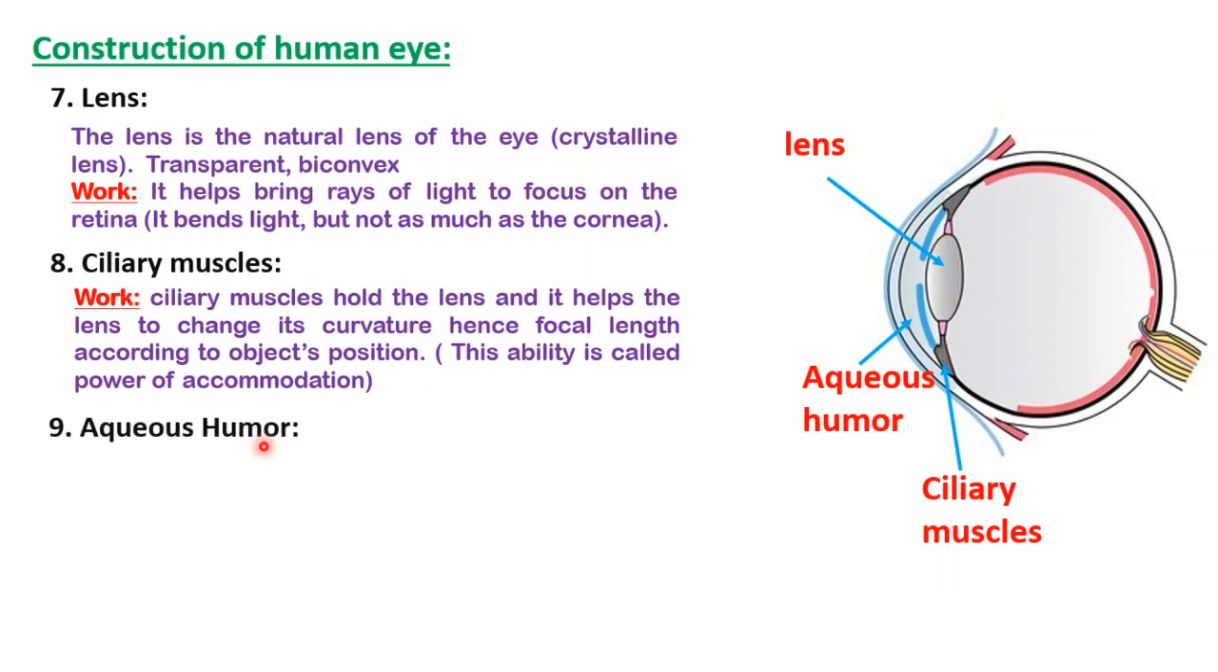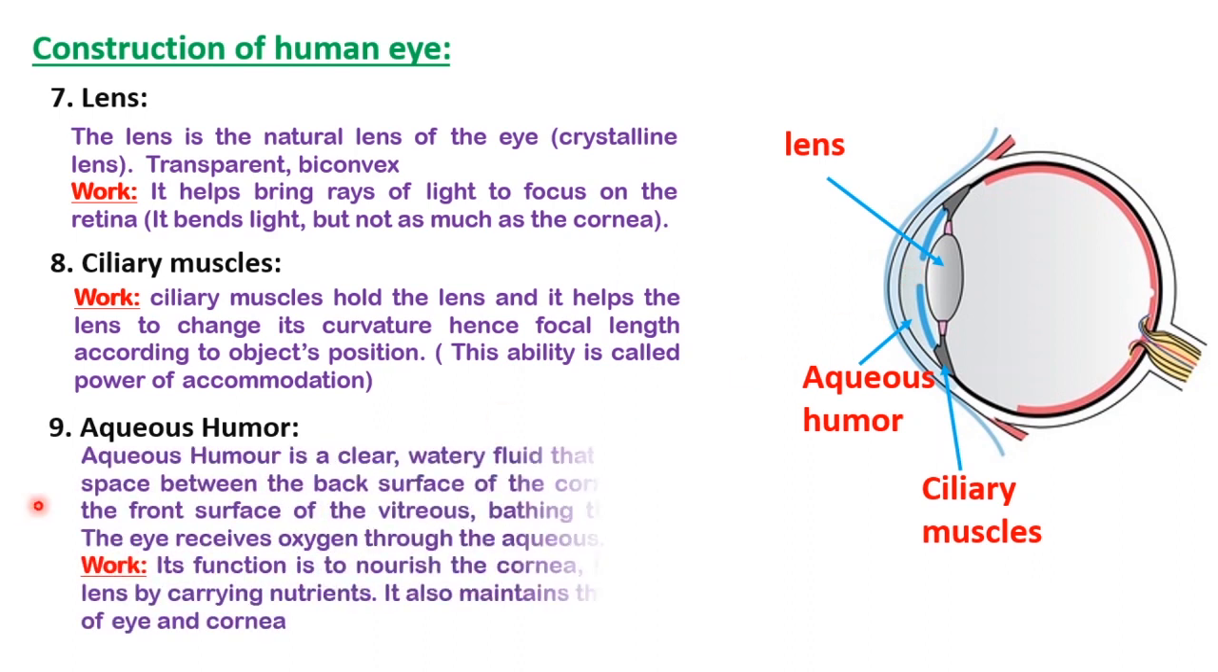Okay, next is aqueous humor. Between lens and cornea there is a waterish liquid which is called aqueous humor. So this is aqueous humor. What is the work of this aqueous humor? The eye receives oxygen through the aqueous humor from the atmosphere.